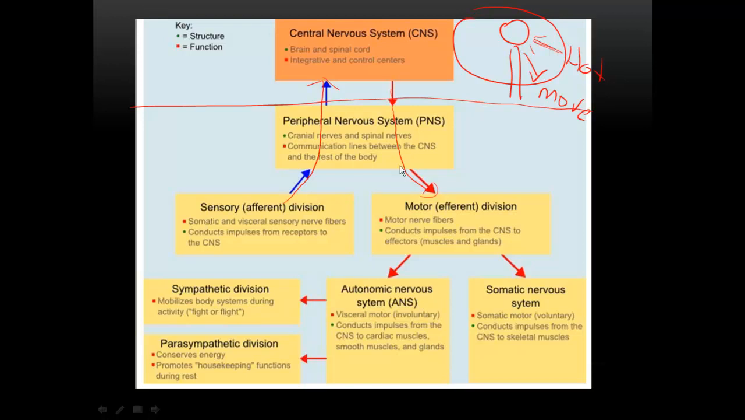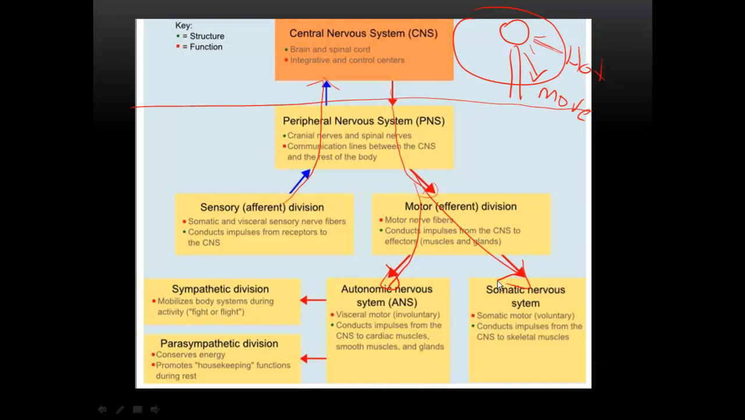The peripheral nervous system, and I don't want you to think only motor is divided into somatic, because we have sensory somatic and we have sensory autonomic. The peripheral system is going to be subdivided into somatic and autonomic.